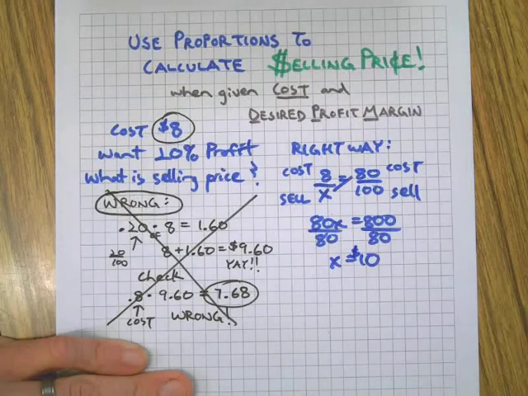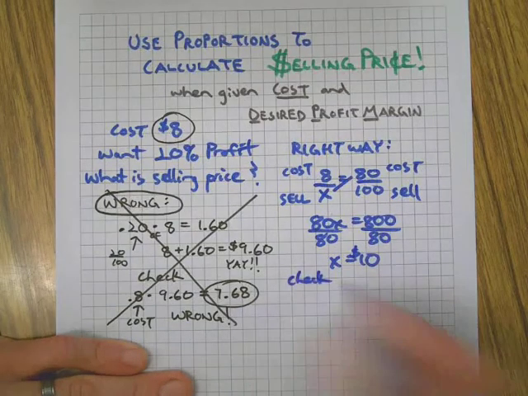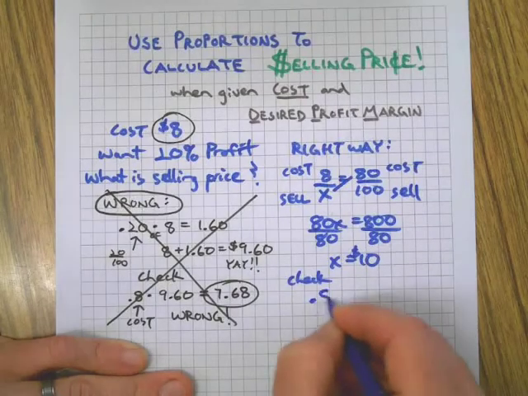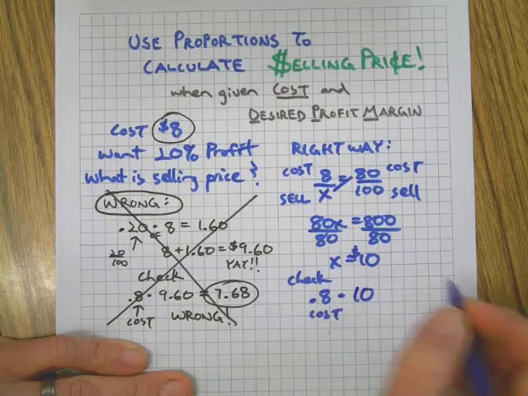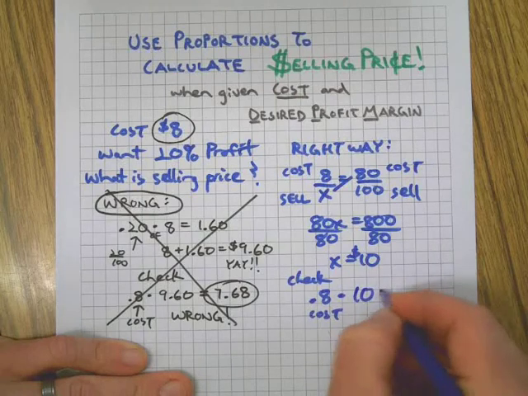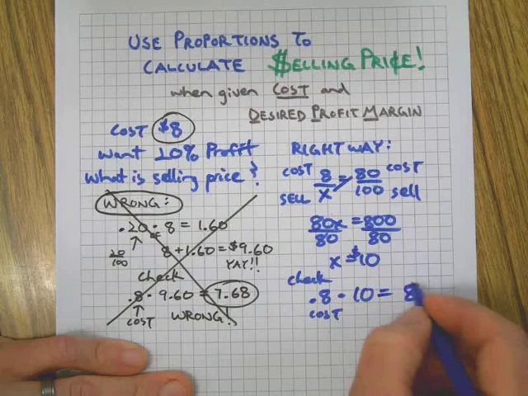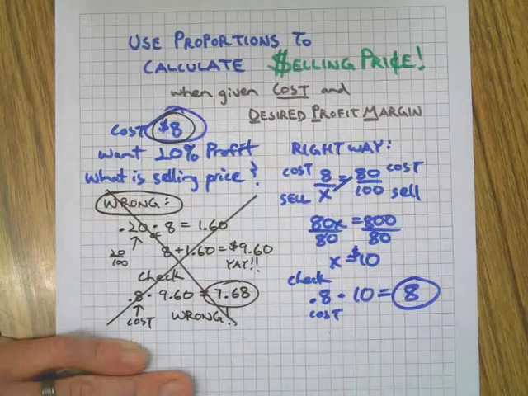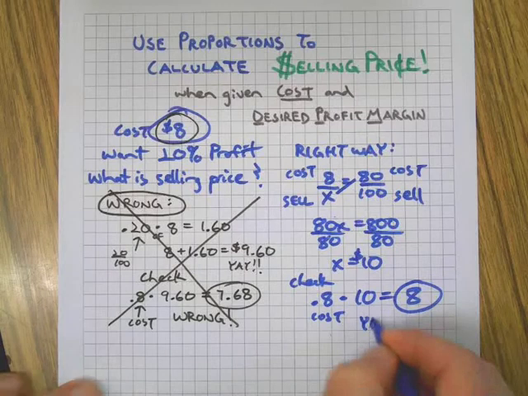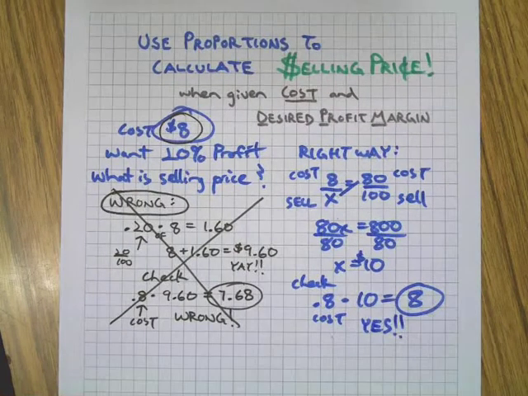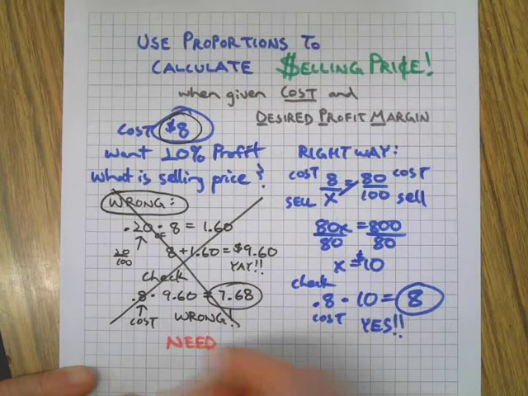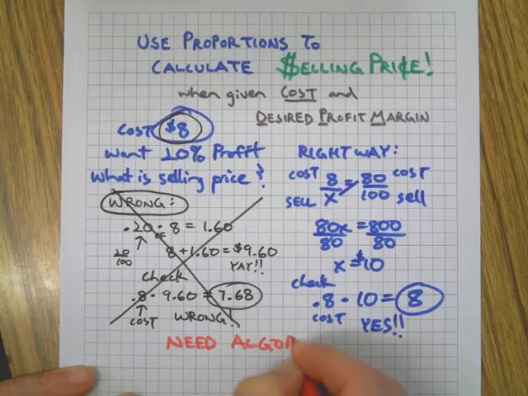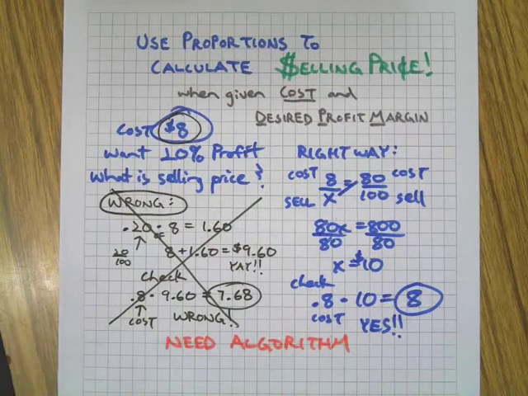Okay, $10 is my selling price, and if I want to check it, I simply go, well, what is 80%, or what is my cost of the selling price of $10 with a 20% margin? And of course the answer here is $8, and then that checks out. Okay, so what we need here is an algorithm, or a nice easy system to remember this. An algorithm, a set way of doing things.